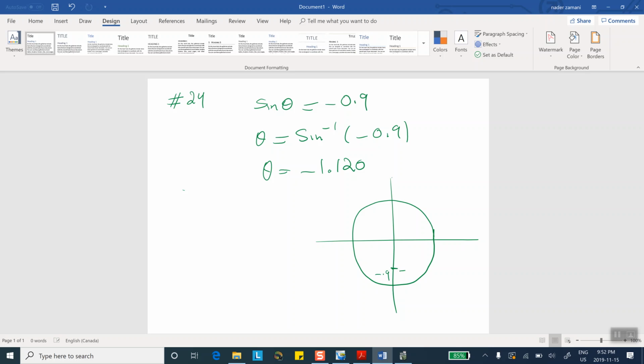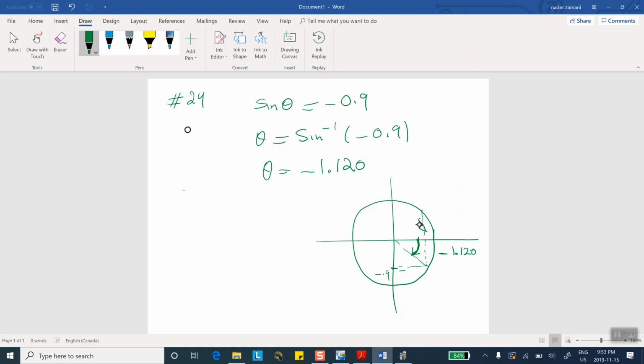and the angle that you got is this. This is the angle that you got, minus 1.120. But remember, the period of the sine function is 0 to 2 pi. So there's another angle right up here, right? Let me clean this up. There's another angle right up here.